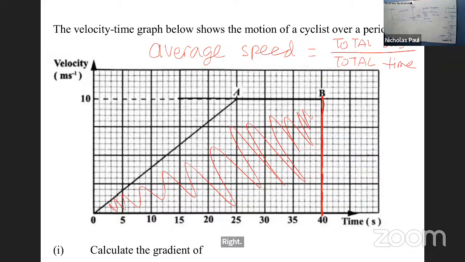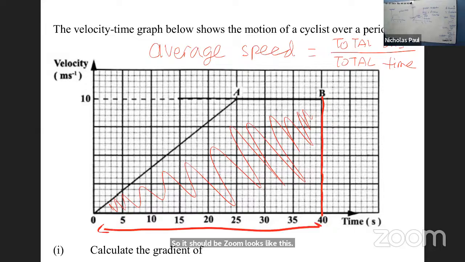So you have two options, right? A triangle and a rectangle, or a trapezium. So the trapezium looks like this. The area of a trapezium is half the sum of the parallel sides: 40 plus 40 minus 25, which is 15, by the height, which is 10.